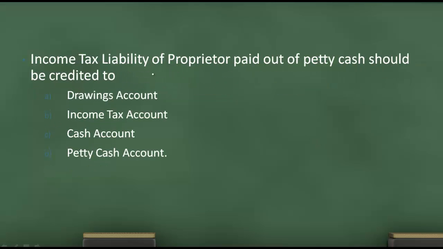Next question. Income tax liability of proprietor paid out of petty cash should be credited to drawings account, income tax account, cash account, and petty cash account. So let us understand. Here the proprietor has drawn money and it is paid out of petty cash. So when the proprietor draws money, it will be drawings account debit, and here the money is drawn out of petty cash, not the real cash. So the petty cash balance will come down. Petty cash is an asset, it will have a debit balance, but when its value comes down, it should be credited. So, petty cash account credit.